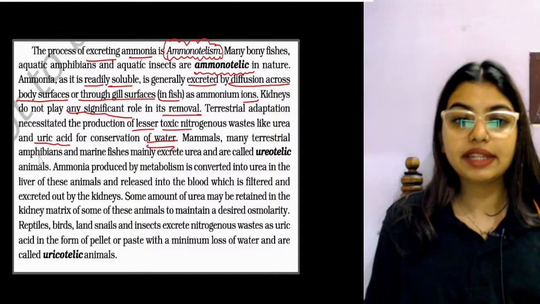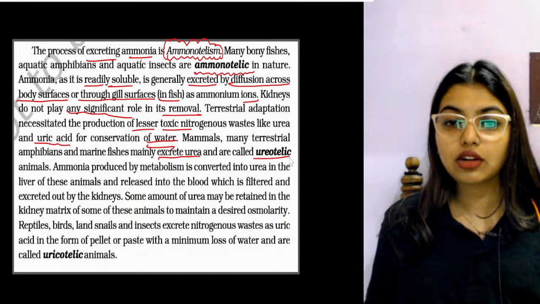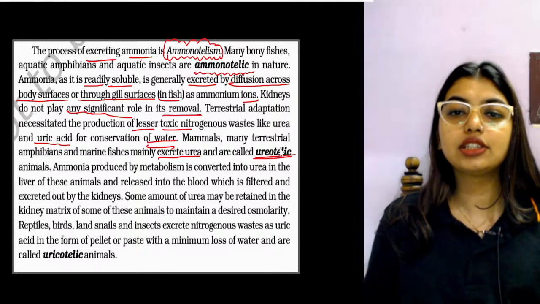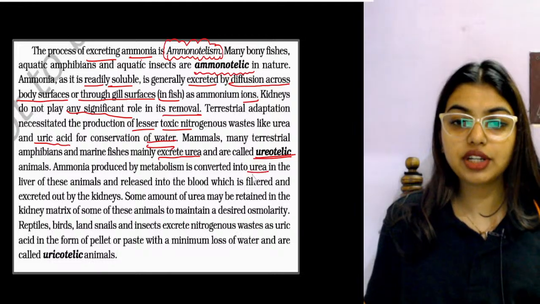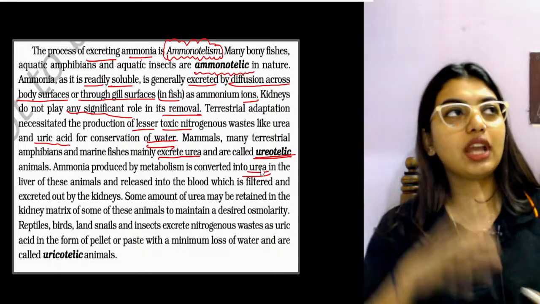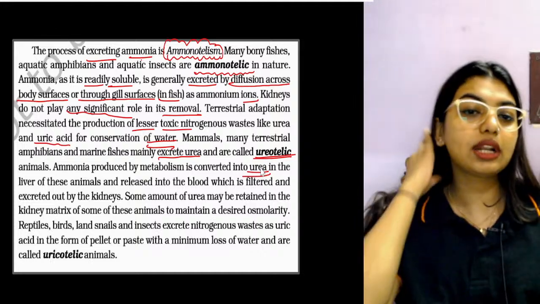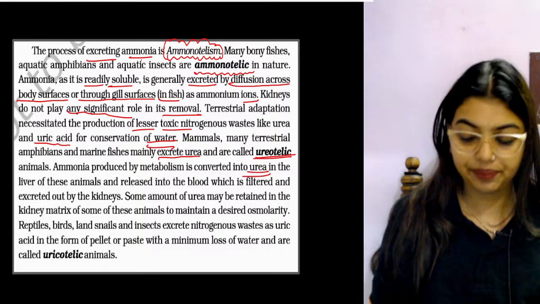Now, mammals, many terrestrial amphibians and marine fishes mainly excrete urea and are called ureotelic. So now we studied ammonia, ammonotelic. Next is urea, ureotelic. Ammonia produced by metabolism is converted into urea. So sometimes in our body or any ureotelic body, there could be ammonia that is formed. Now that ammonia will be immediately converted into urea.